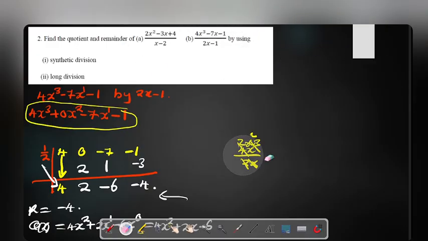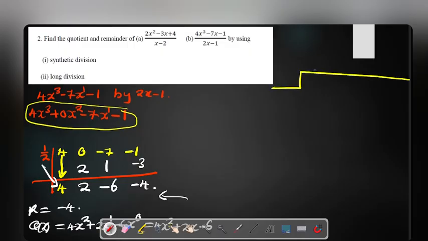So for this method, you do it like this, the long division. This is our long division. Inside, we put 4x to the power 3, plus 0x squared, minus 7x, minus 1. Then here we put our divisor, which is 2x minus 1.